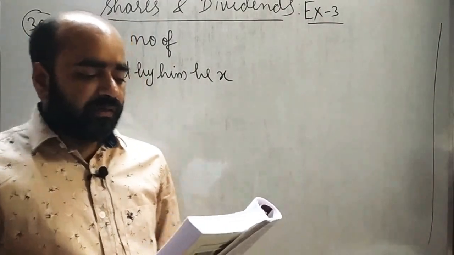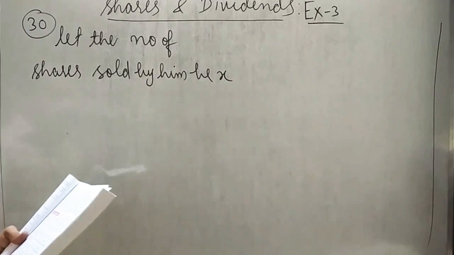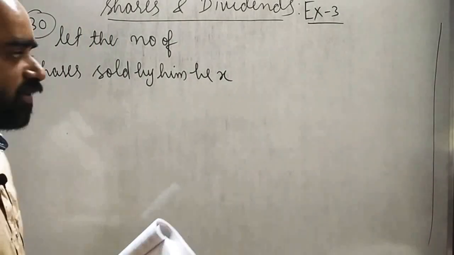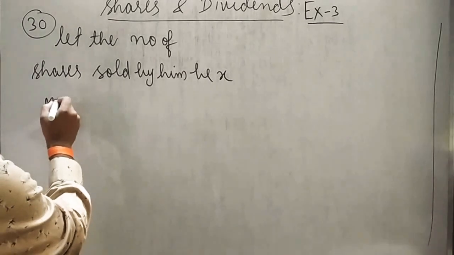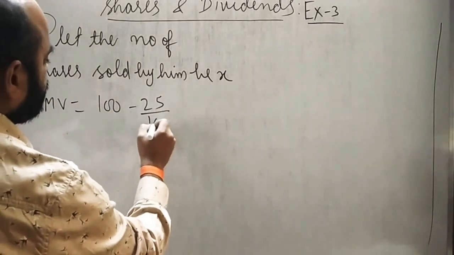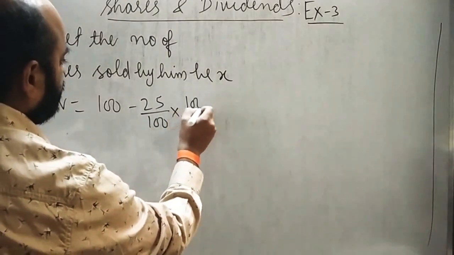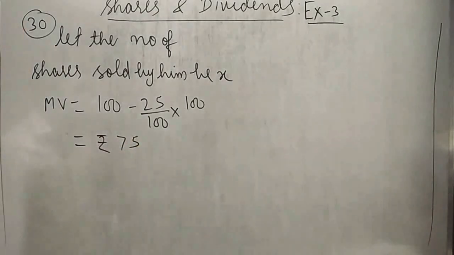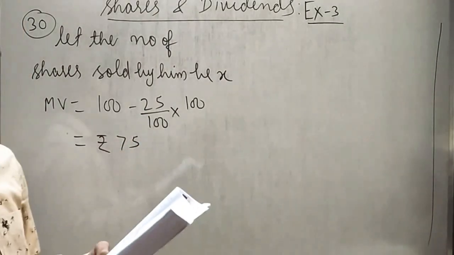Now what is the market value? Face value 100, paying 10% dividend at a discount of 25%. It means market value is 100 minus 25% of 100. That will give rupees 75. So this is the market value.